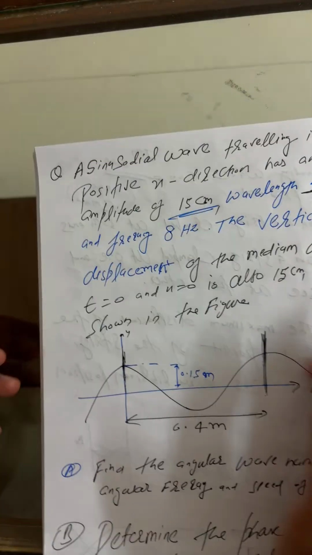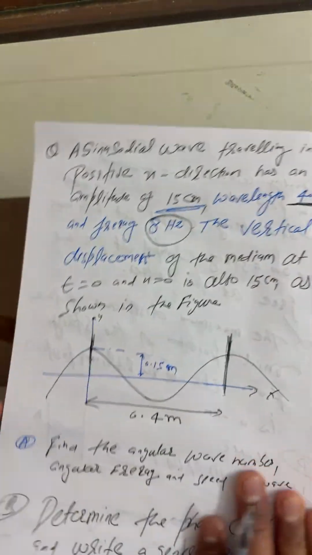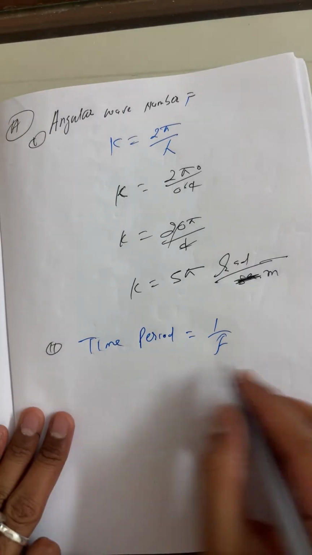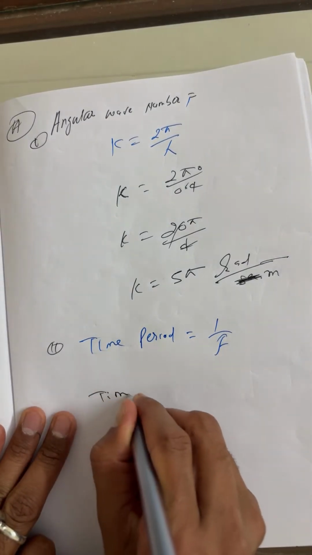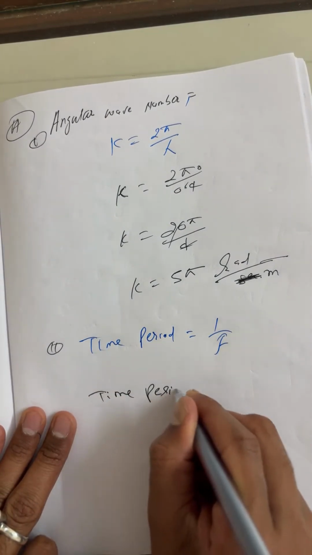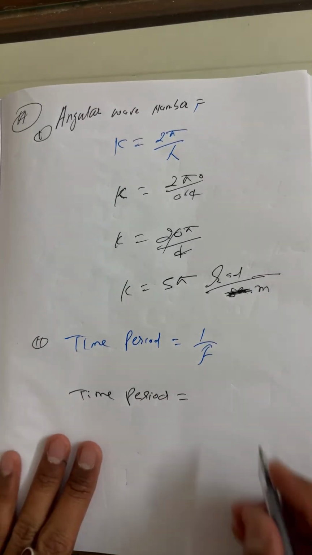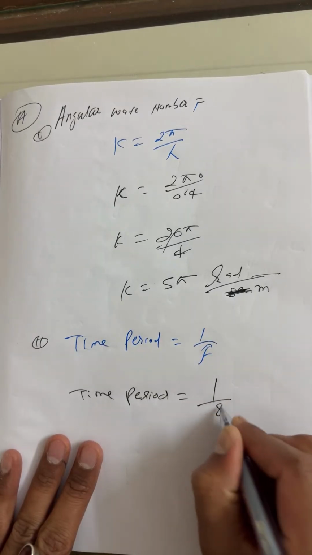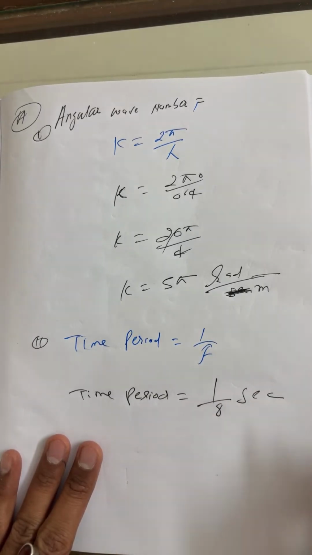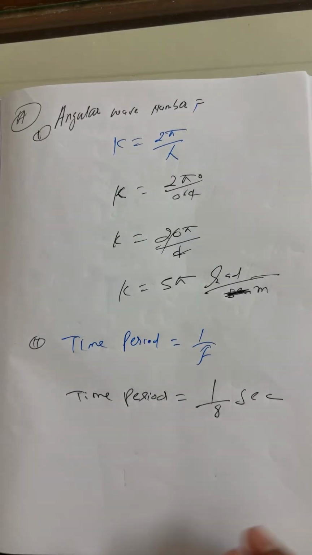Here, beta is mentioned, and the frequency is 8 hertz. So simply you can find the time period. This is a very fundamental numerical. 1 by beta, where f is 8 hertz, gives the time period, which you can say in seconds.